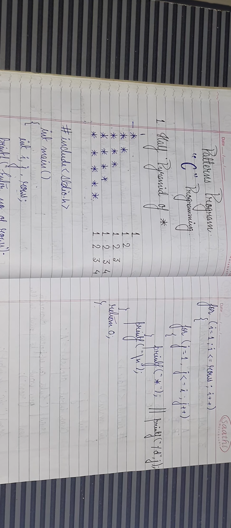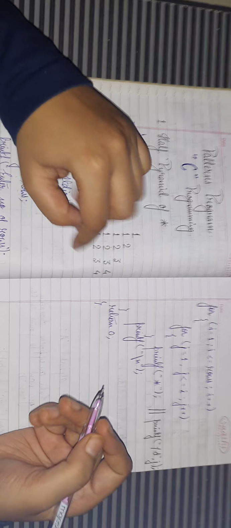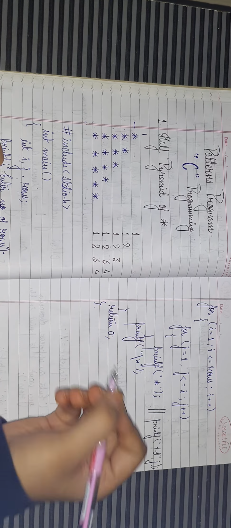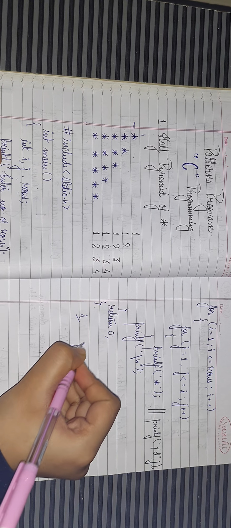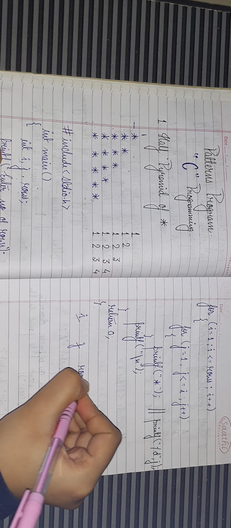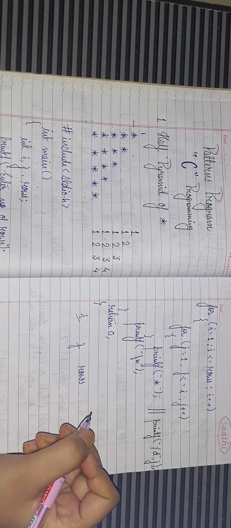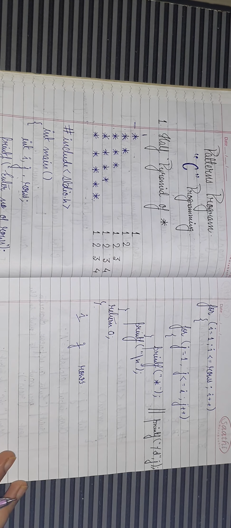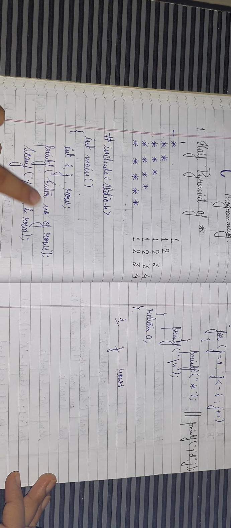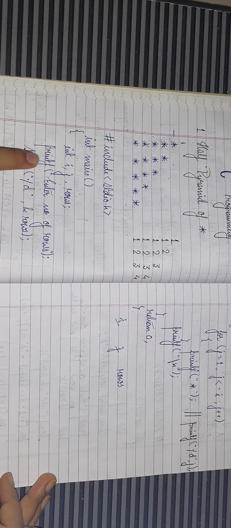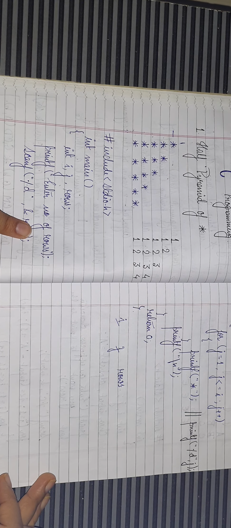Okay, yes. So now I will start tracing so that you will understand it better. So I started tracing it here. I am defining the three variables i, j and rows, right? Now in the next line, I am entering the number of rows. Okay, so printf enter the number of rows. This will display on the console screen.